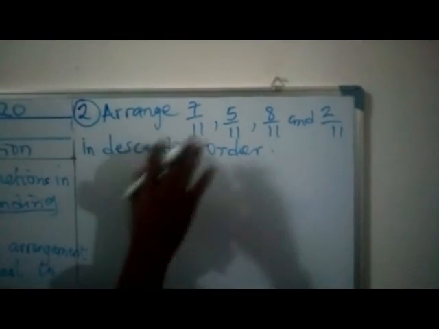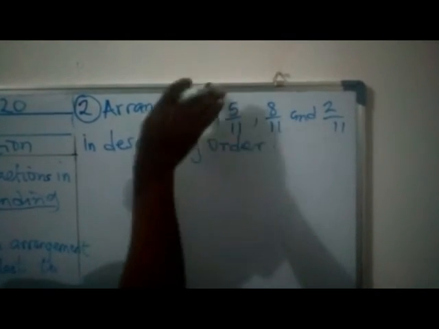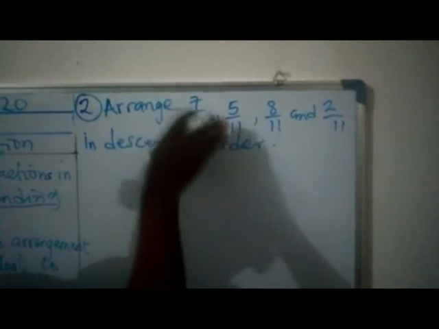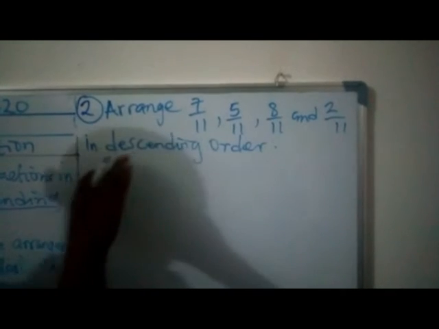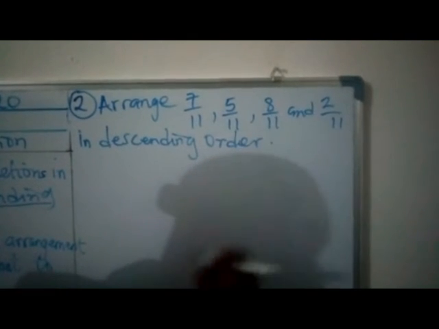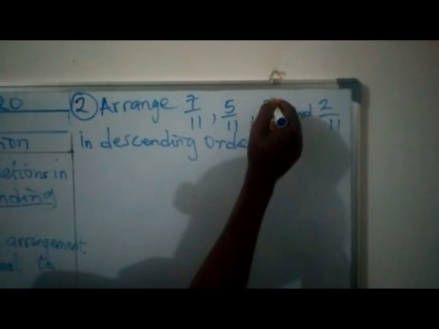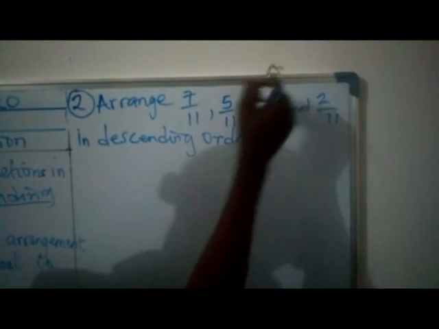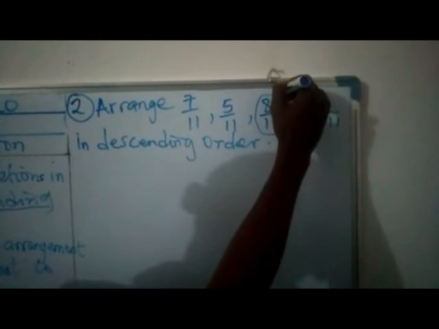So I told you that if you have fractions with the same denominator, you need to check your numerator. From your numerator, you'll be able to know the biggest fraction to the smallest fraction. Now we are arranging from the biggest to the smallest. Then check the biggest numerator here. The biggest numerator here is what? 8. So this one will be our biggest fraction. That will be our number 1.